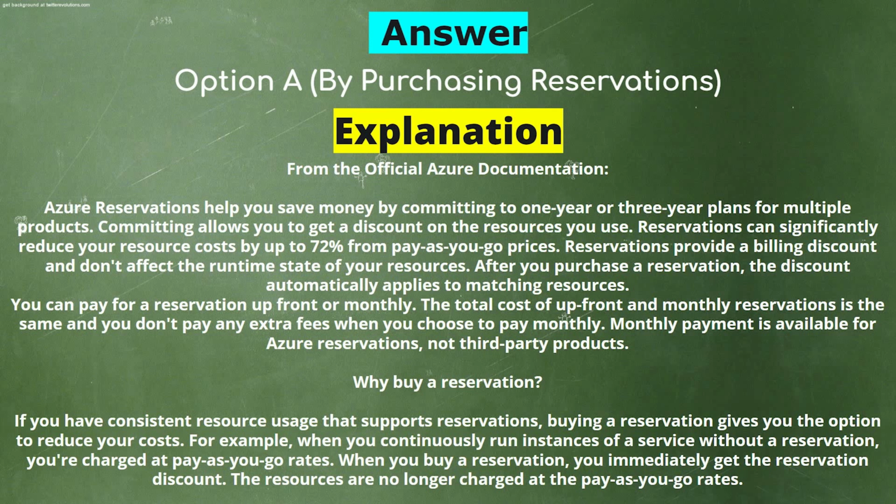For example, when you continuously run instances of a service without a reservation, you are charged at pay-as-you-go rates. When you buy a reservation, you immediately get the reservation discount. The resources are no longer charged at the pay-as-you-go rates.